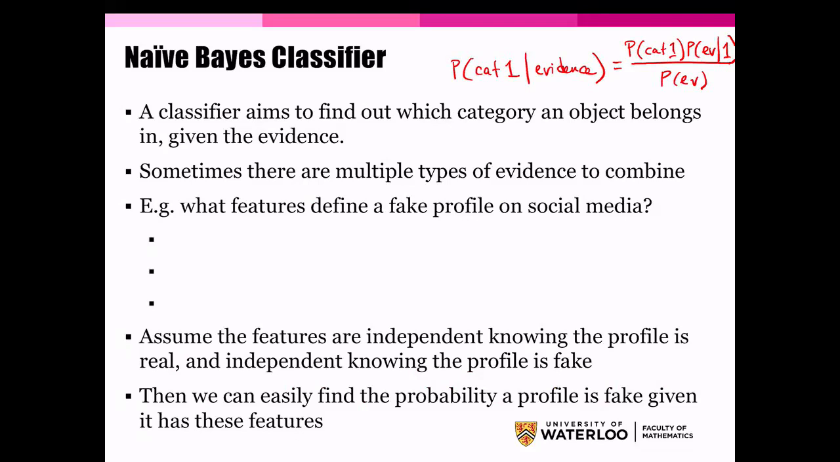But sometimes there isn't just one piece of evidence to consider, right? In the example we just did, there's only one piece of evidence, which is the result of this one test. In general, in machine learning problems, there might be lots of different pieces of evidence to consider. And I want you to think of some examples here.